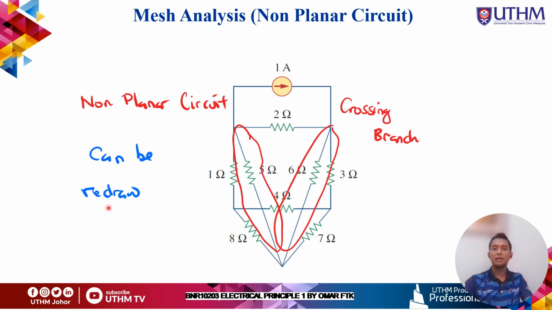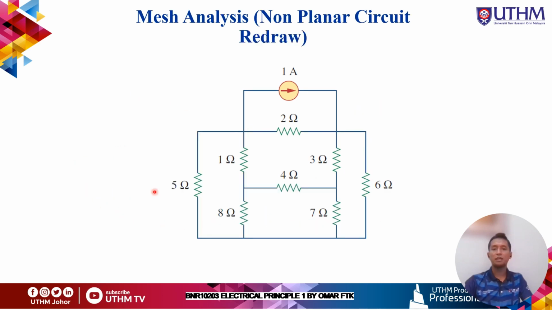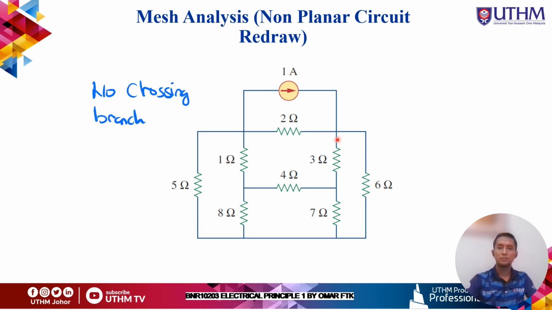But we can try to redraw. Okay, so if we redraw, we will have it like this, and if you compare this one to the previous circuit, we now have a non-planar circuit that can be redrawn. Now we have no crossing branch, and this is a planar circuit. We can consider it as a planar circuit.